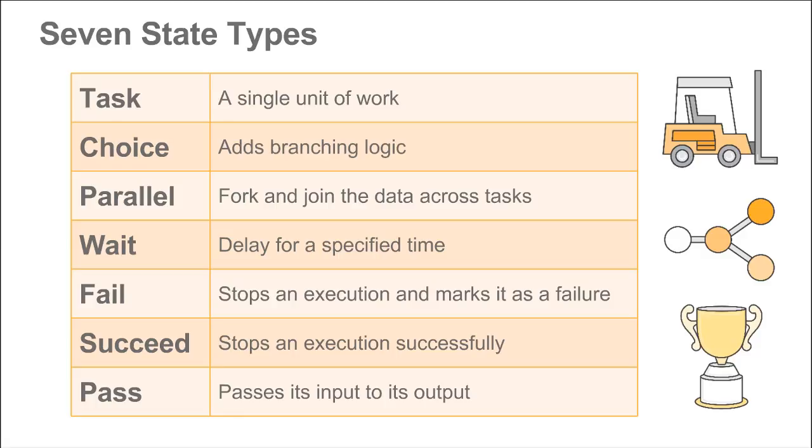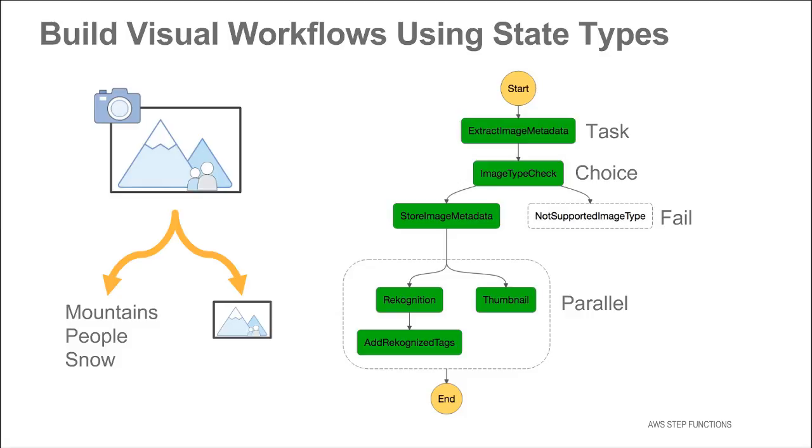So a success state is where you stop an execution successfully, as given the name. And a pass state allows you to pass through your input to a given output, which can help with things like debugging, et cetera. So as I mentioned, you build these visual workflows using state types. And let's look at a simple example of what that might be.